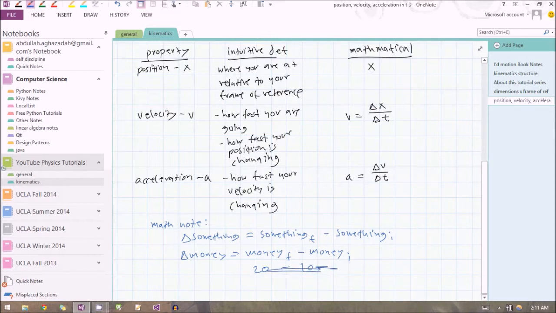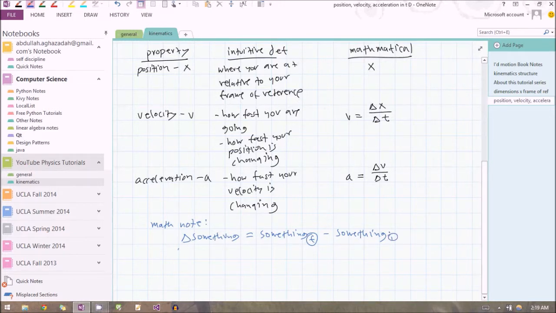Let me see if that makes sense. It's going to be final minus initial. So if I had 20 finally and initially I had 10, that means, yeah, I gained $10. So that makes sense. Let's get rid of this example. So just remember this: whenever it's delta something, it's that something final minus initial. The order of this is really important. It's always final minus initial.